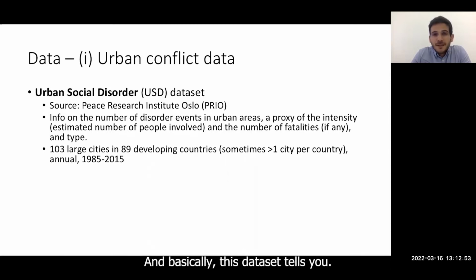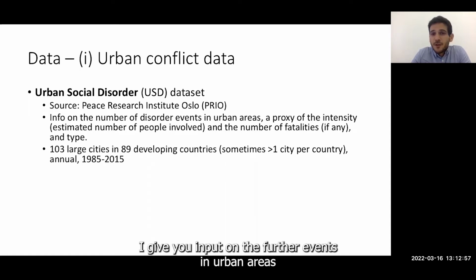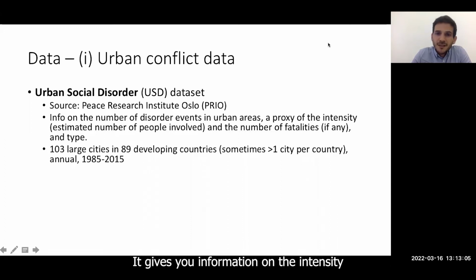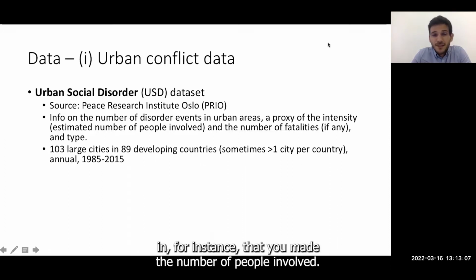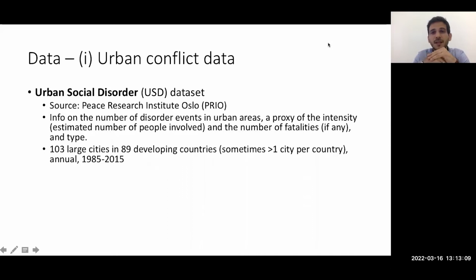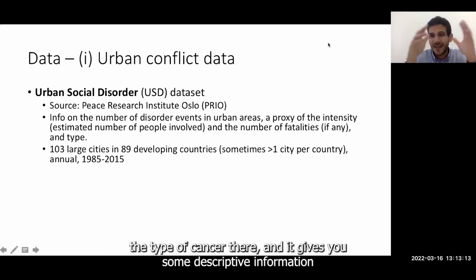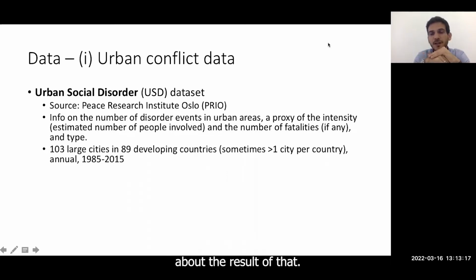Basically this dataset gives you info on disorder events in urban areas in more than 100 cities worldwide. And it gives you a lot of information. It gives you information on the intensity, looking, for instance, at the estimated number of people involved. It also tells you the number of fatalities, if there were any, the type of disorder, and it gives you some descriptive information about the disorder.